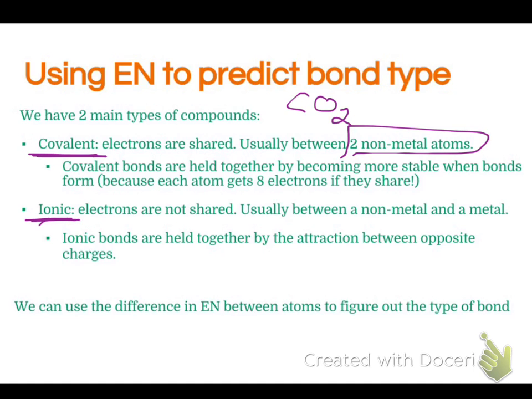An ionic bond is different because the electrons are not shared, they're completely transferred. This is similar to what we saw when we made sodium chloride. You get an Na plus and a Cl minus. They do not share at all. The electron has moved over completely. Okay? So we can use electronegativity differences to figure out which kind of bond we have.